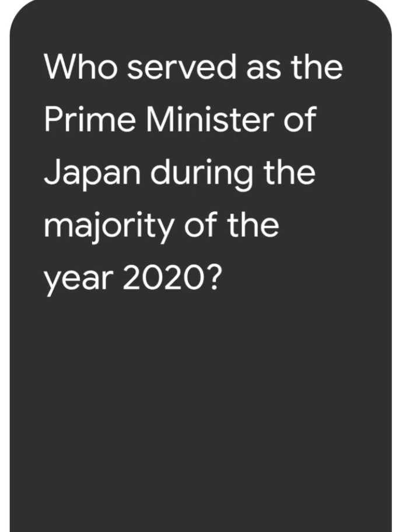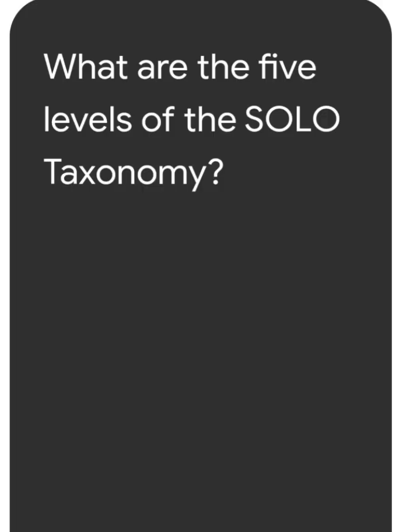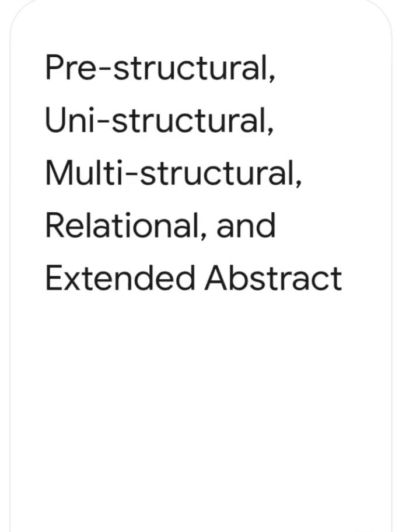Next question. Who served as the Prime Minister of Japan during the majority of the year 2020? Shinzo Abe, succeeded by Yoshihide Suga in September. What are the 5 levels of SOLO taxonomy? Pre-structural, unistructural, multistructural, relational, and extended abstract.